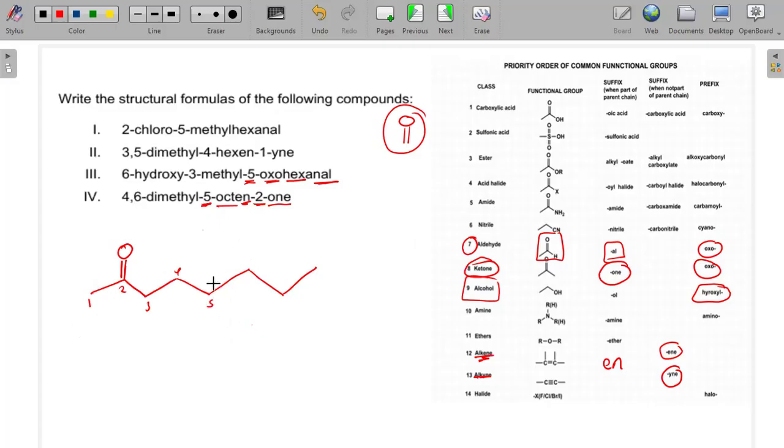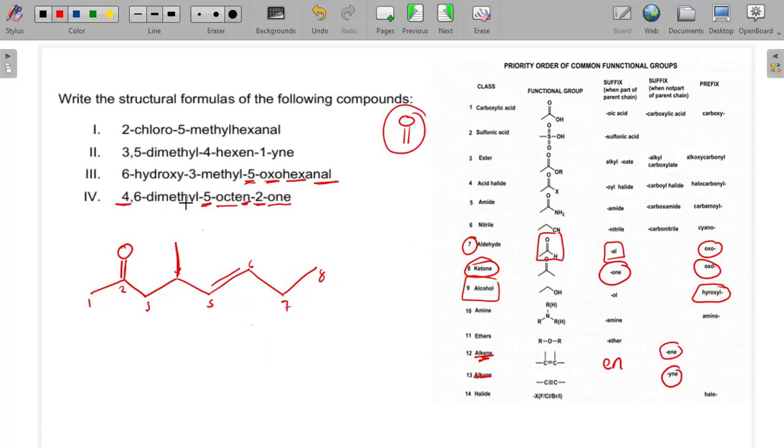Okay, so at position number 5, we have a double bond there, right? This is position number 6, 7, 8, like that, isn't it? So for oct, we are going to have 8 carbons like that, right? So we're having a double bond at position number 5, and then at position number 3, at position number 4, we are being told we're having a methyl group, right?